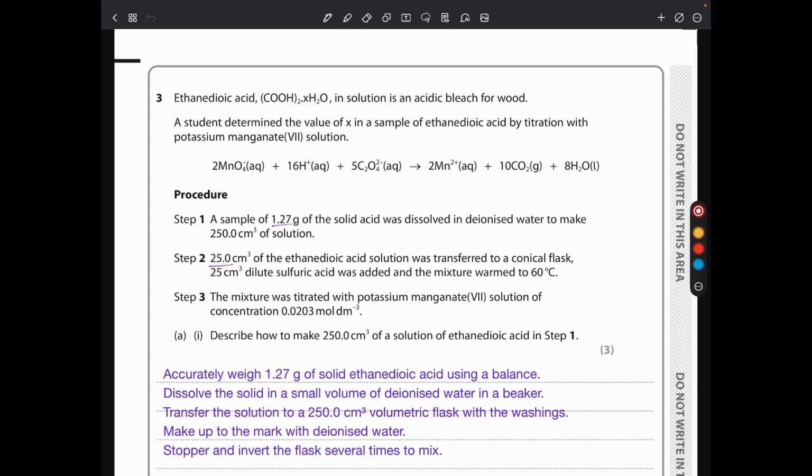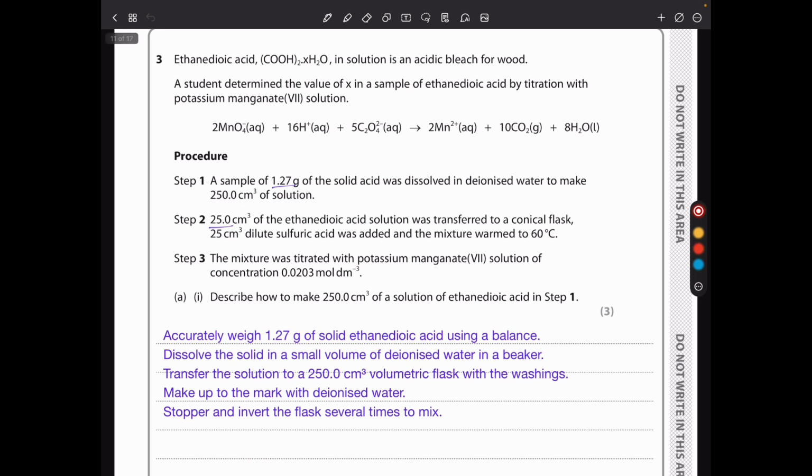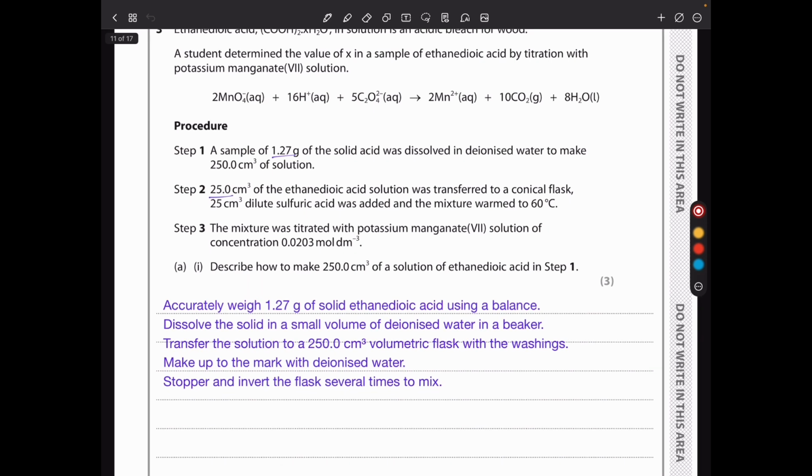The next one says ethane dioic acid in solution is an acidic bleach for wood. A student determined the value of X in a sample of ethane dioic acid by titration with potassium manganate 7 solution. The equation is here. The procedure in step 1: a sample of 1.27 grams of the solid acid was dissolved in deionized water to make 250 centimeters cubed of solution, and 25 of the ethane dioic acid solution was transferred to a conical flask. 25 dilute sulfuric acid was added and the mixture was warmed to 60 degrees. The mixture was titrated with potassium manganate 7 solution, whose concentration was that.